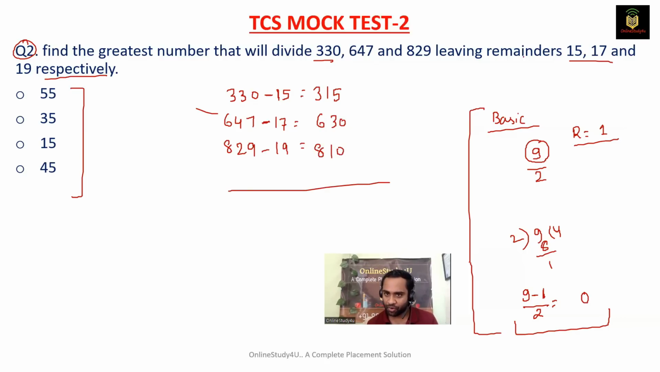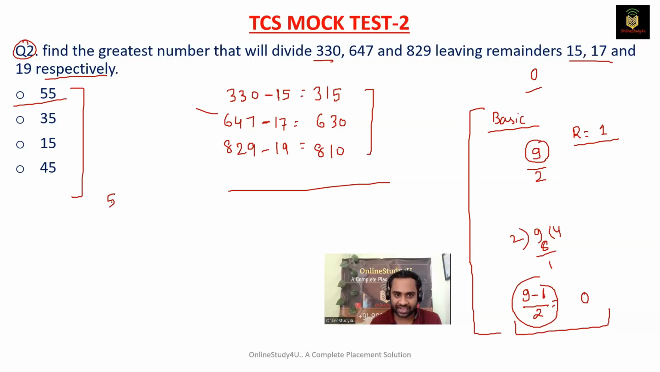So now, if you don't want remainder, I can say: find the greatest number that will divide 315, 630, 810, leaving remainder 0. Agreed or not? So find the number, right? Same thing we have done here, if you have understood. Now, friends, let us start with the biggest option.